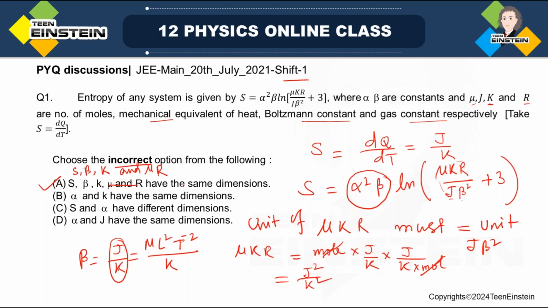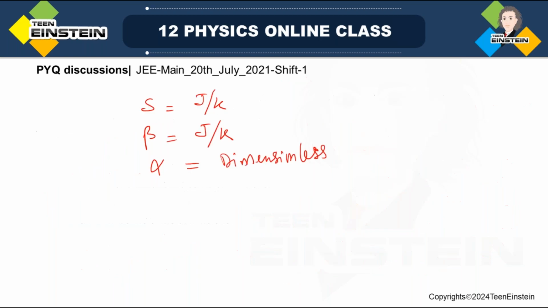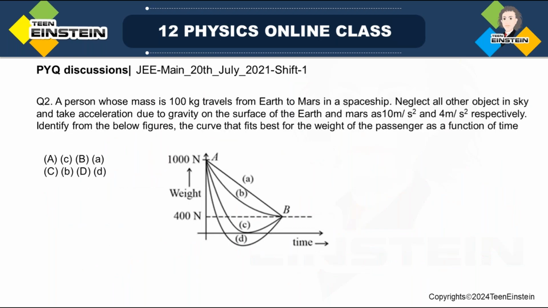Actually, this is correct. This is not incorrect. Okay, so S and alpha have different dimensions. This is also correct. F and J have the same dimension because both of them are dimensionless quantities. See, alpha and K have the same dimension. This is not true. So this will be actually our answer. What is the answer for this question? The answer is B. Option B is the answer.